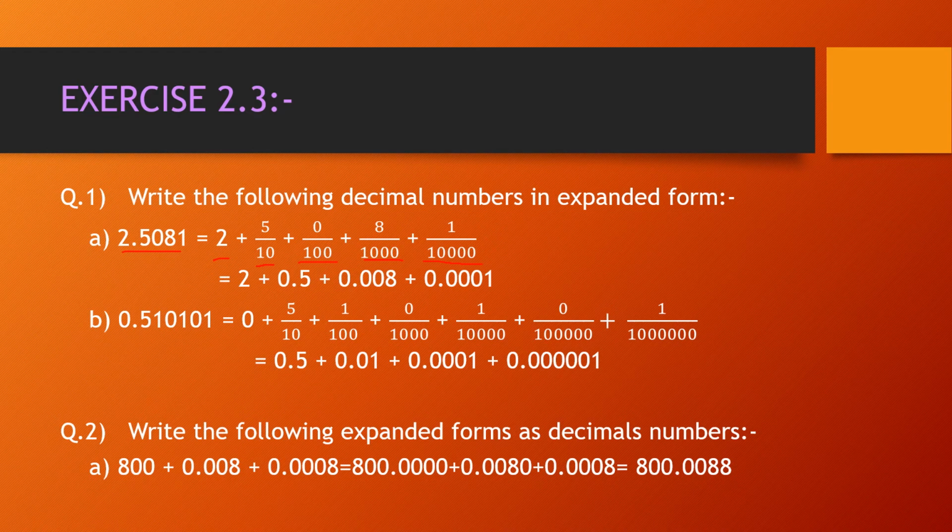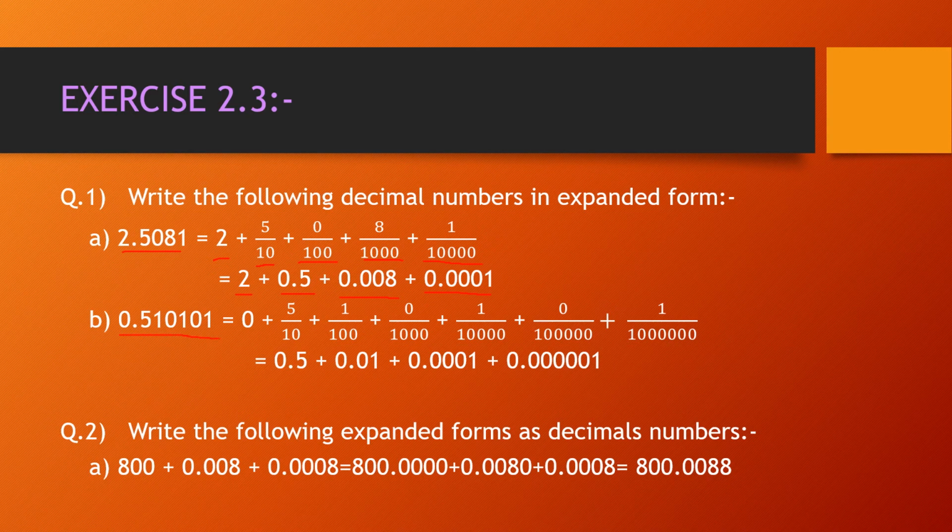Now I'll convert these fractions into decimals. So the first number will remain as it is, that is 2. 5 upon 10 means 0.5, right? 0 upon 100 makes 0. Remember one thing, 0 upon any number is always 0, so no need to write that. Then the next number is 8 upon 1000, so I'll convert it into decimal as 0.008. And the next number is 1 upon 10,000, that is 0.0001.